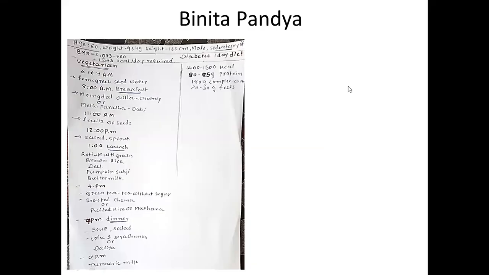So first, Vinita Pandya had given the assignment. This is the vegetarian diet that she has done.